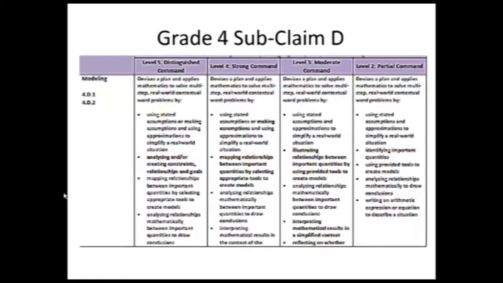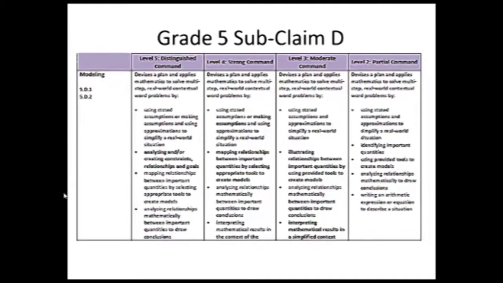Now, subclaim D with grade level 4, as I mentioned before, you are having the same kind of increase in sophistication that you have in grade 3, and then again for grade 5. So what's important to do then is to take a look at what you're doing with modeling in each grade level, as well as, am I giving kids the opportunity to move from level 2 to level 3 and 4 and 5?